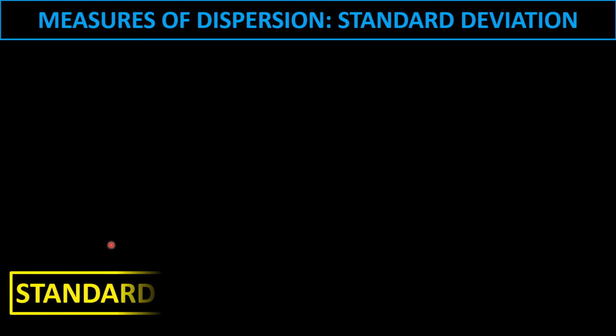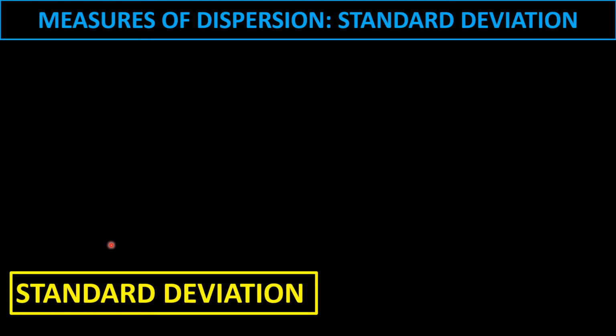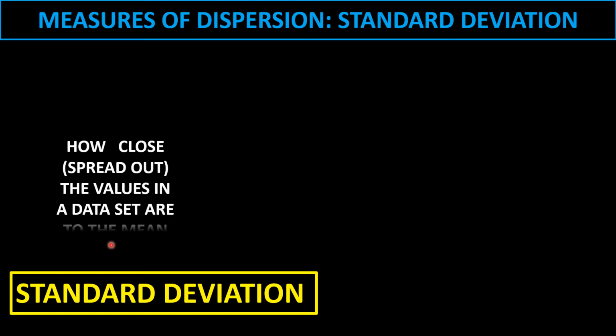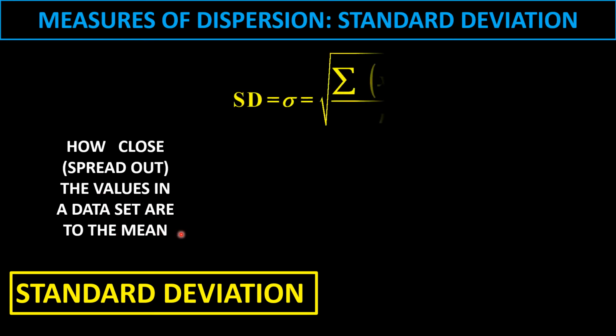Now we're going to show you how to calculate standard deviation. You're going to calculate it using a formula. Let's just get the definition of standard deviation. It's the measure to determine how close or how spread out the values in a data set are to the mean, right? So you've got a lot of data values, and you want to see how close those values are relative to the mean. And this is the formula we're going to use.